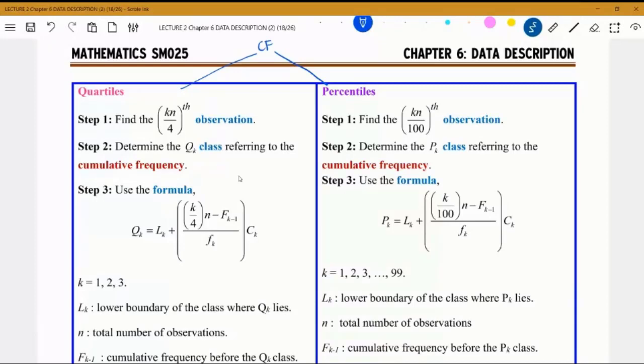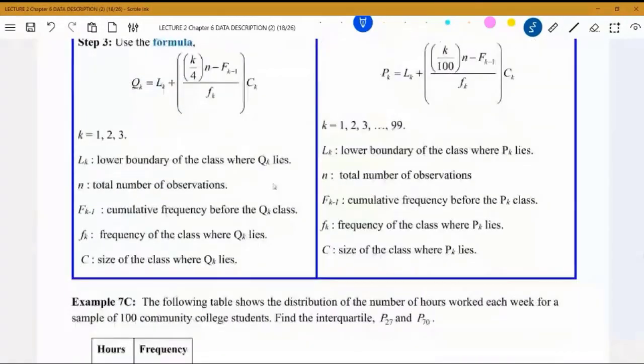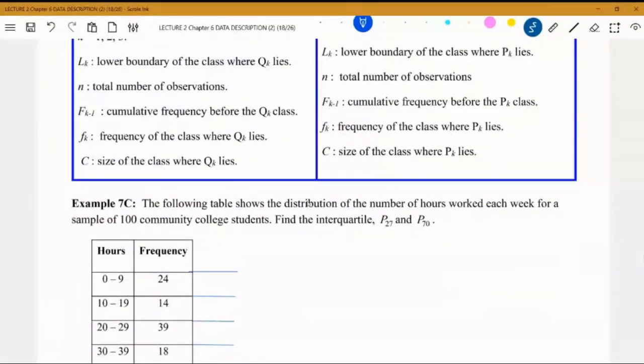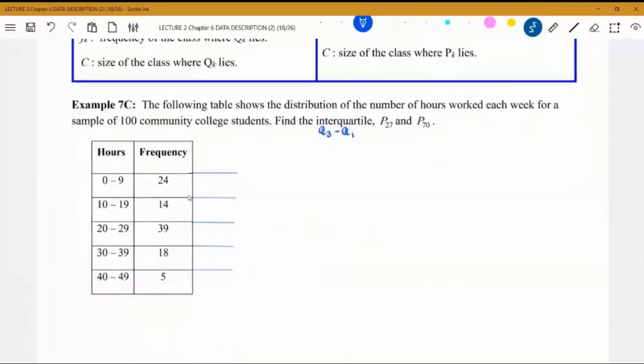Okay, so let's go directly to question 7C. We have to find the interquartile range, which involves Q3 and Q1, and then we have to find the 27th percentile and the 70th percentile. As I told you before, we need the CF, so find the CF first. We add a new column.